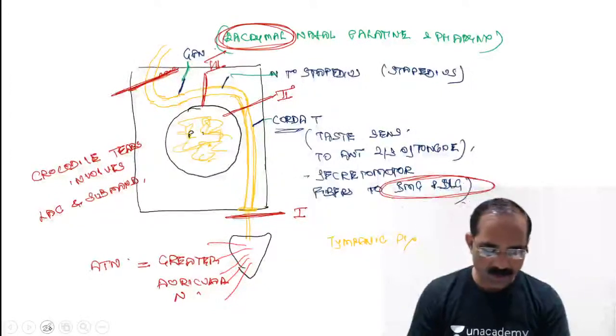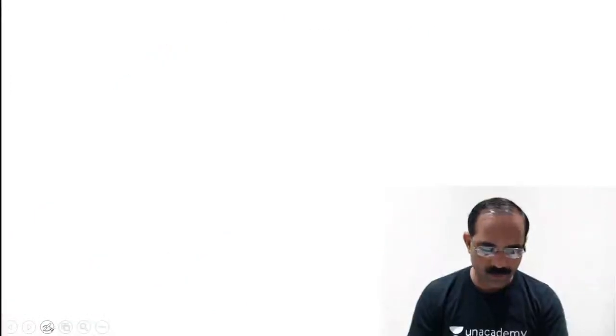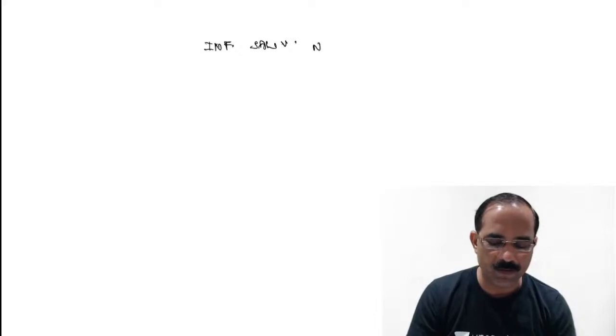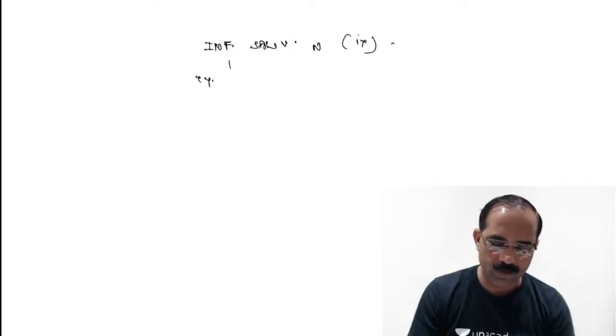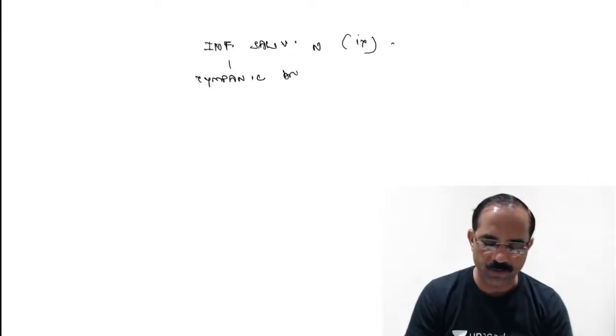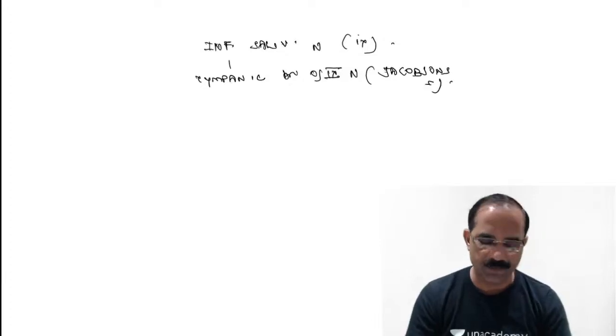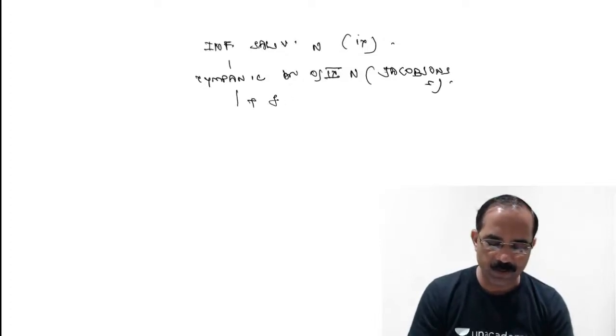Okay. And from this tympanic plexus, you get a nerve. What is that nerve known as? Just have a look. That's the inferior salivatory nucleus, the nucleus of the glossopharyngeal nerve. It's the tympanic branch. You must be knowing this. The tympanic branch of the glossopharyngeal nerve. What is the name for this? The tympanic branch of the glossopharyngeal nerve is known as Jacobson's nerve. It joins with the sympathetic plexus.